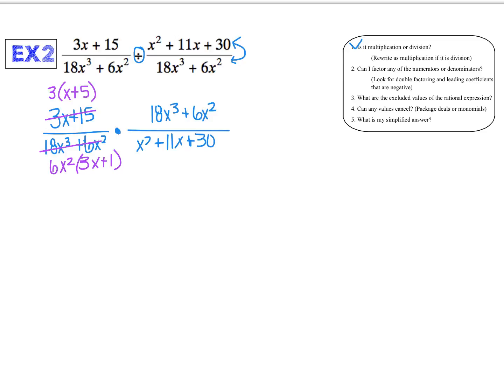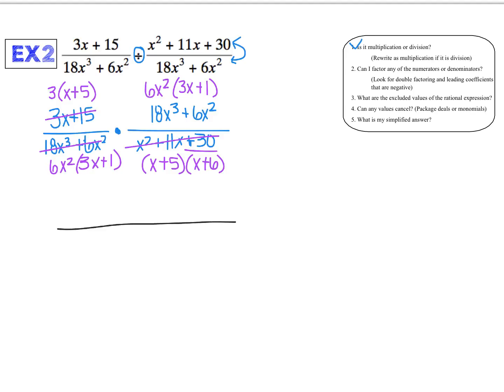A is 1, so I'm looking at the factors of 30 that give me 11. So that's x plus 5 and x plus 6. And then this numerator, I can take out a 6x squared, and that leaves me with 3x plus 1. All right, so I'm going to rewrite all of that together.